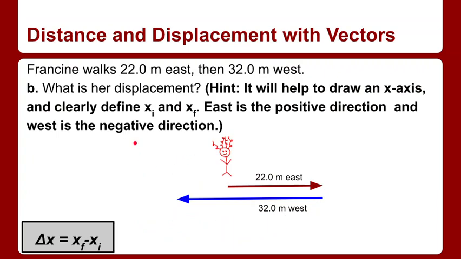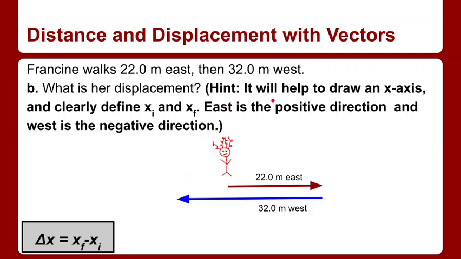All right, next, what is her displacement? We want to know from her starting position to her ending position, what is her change in position? This one's a little bit trickier because we have to figure out what this position is over here, and it's not told to us. We're only told how she travels along the way.